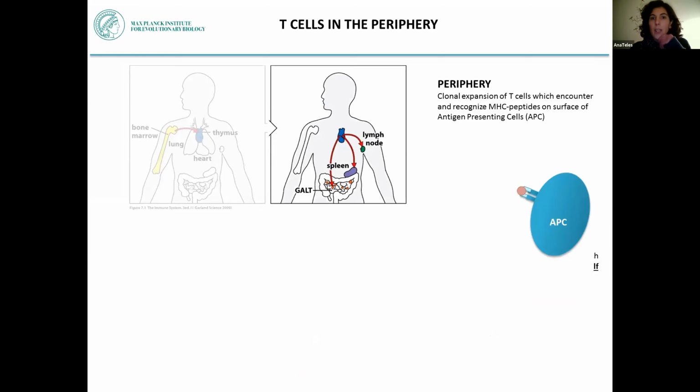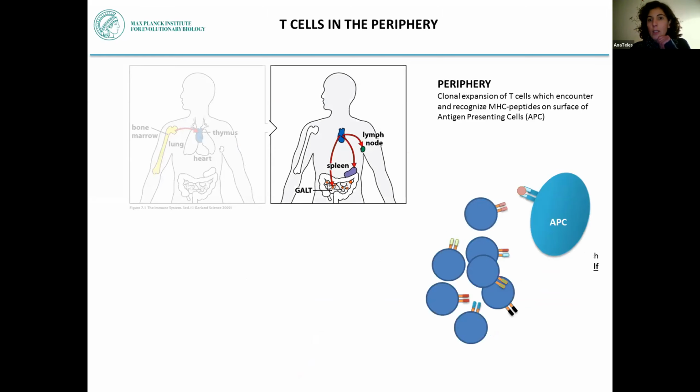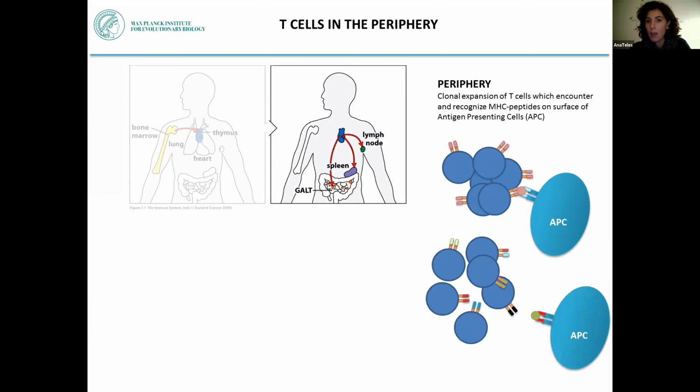In the periphery, the cells can then encounter the peptides presented by the MHC of antigen-presenting cells, and a higher diversity of the receptors of T cells would allow the recognition of a higher number of pathogens, and this would be good for the host.